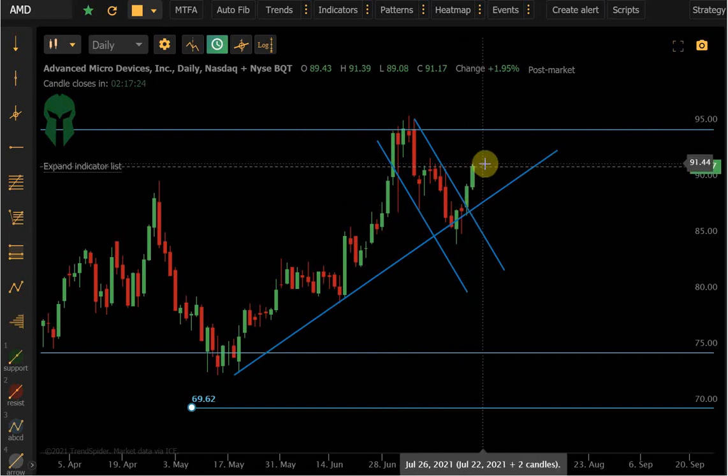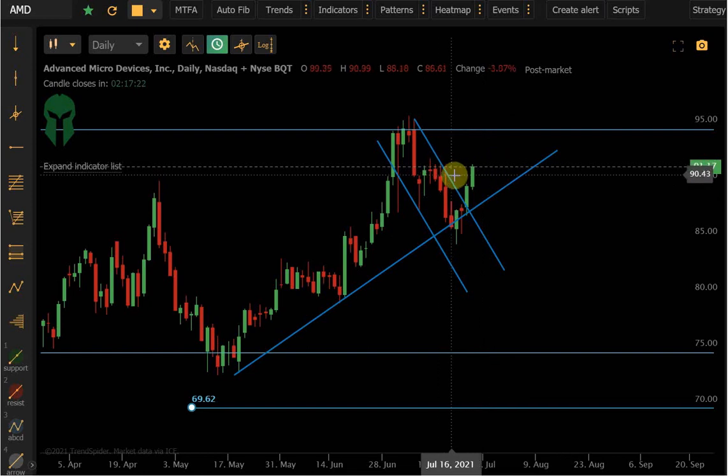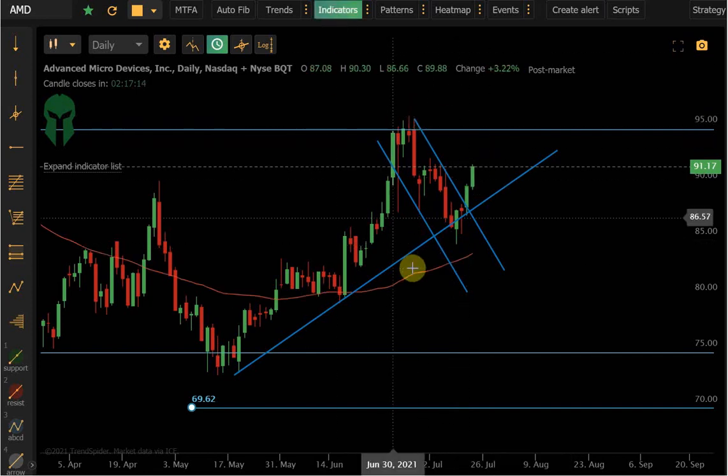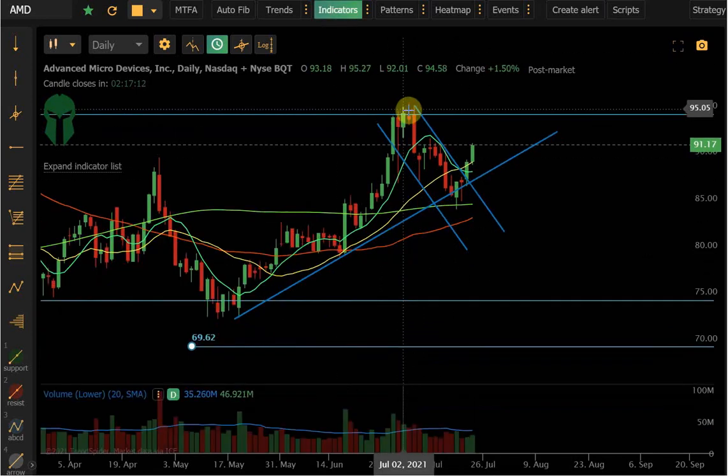And that follow through led to today. And now you're getting over these red bars that were the down move. What this is doing is setting you up to go higher. It's setting up to try this 94, 95 level.